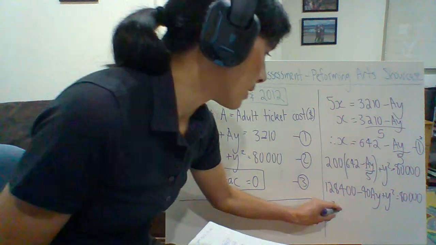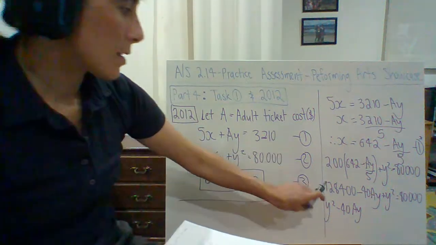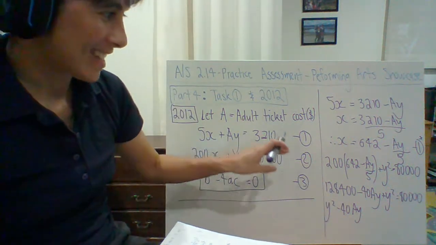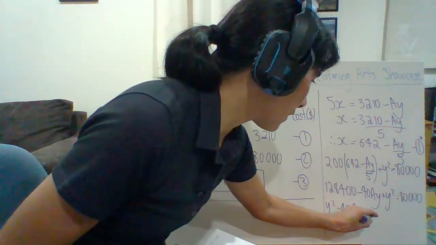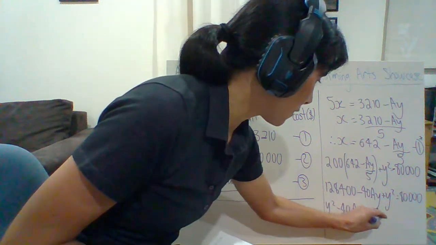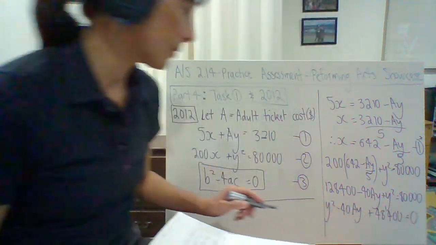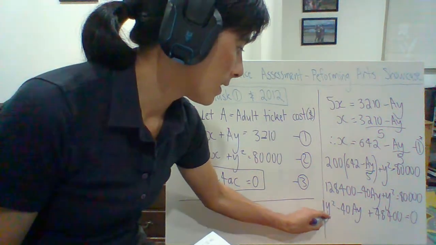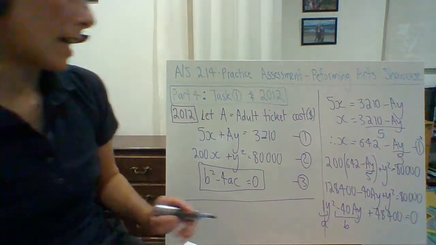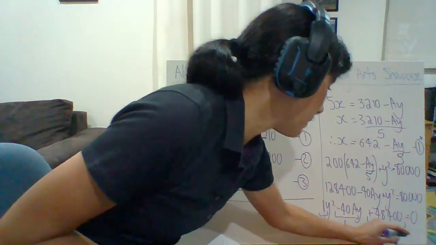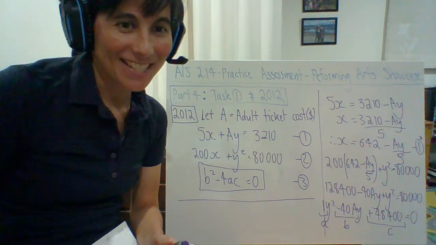So we've got y squared minus 40Ay, plus 128,400 minus 80,000, because we'll move that across to the other side, and that gives us positive 48,400 equals 0. Looking at the coefficients here, a is 1, b is negative 40A, and c is positive 48,400. Now we'll look to clear the board.